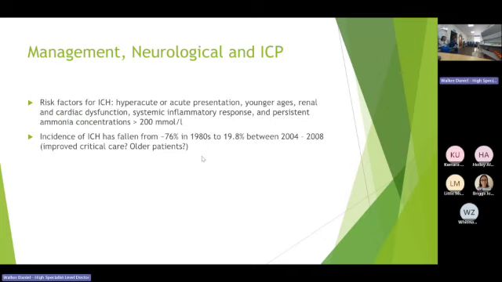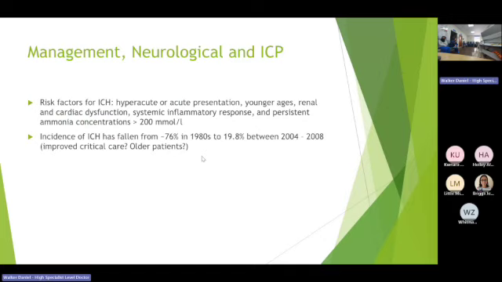We've actually got better at it. So it used to be, in the 1980s, about 76% of people had raised ICH. That's now down to sort of 20% from King's retrospective study from 2004 to 2008. They've said it's because of improved critical care, but I do wonder if it's also because we're admitting older patients with more room to swell.